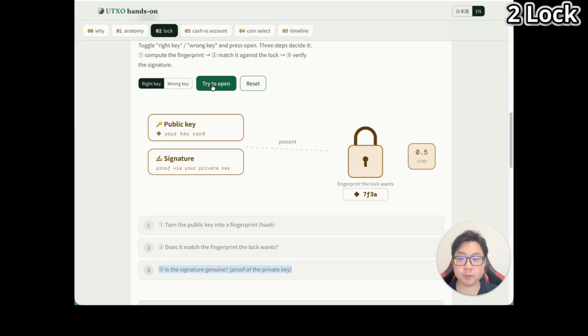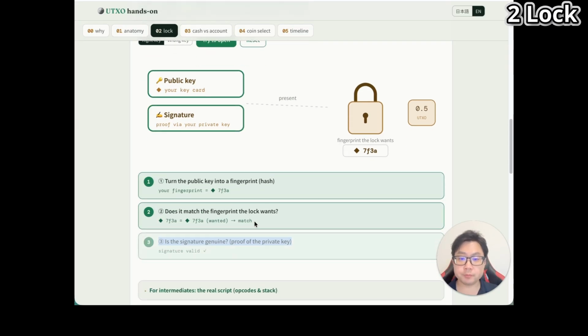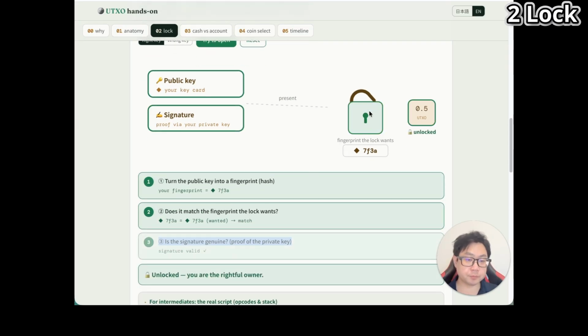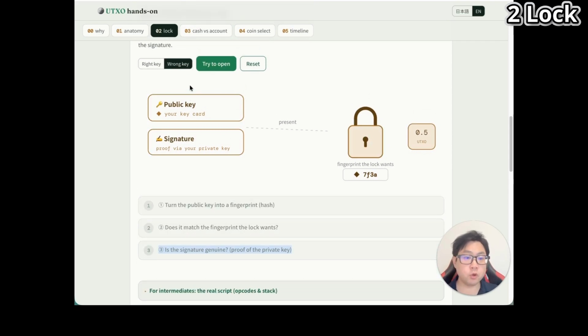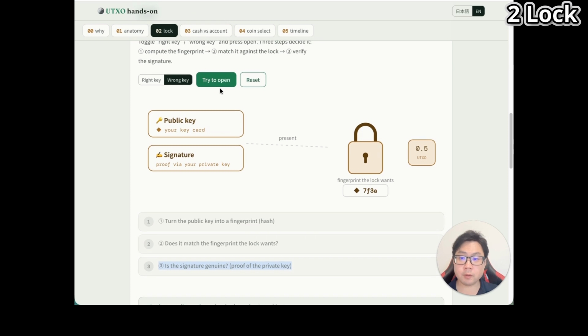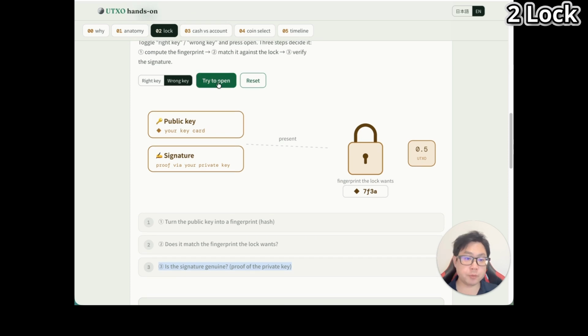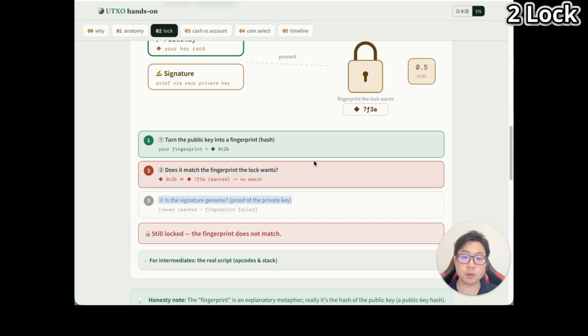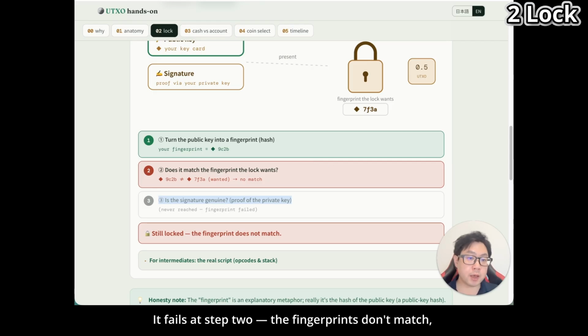Then let's try. Try to open. Like this. Now, what about the long key? Long key. Now, let's try. Try to open. And it fails at step 2.